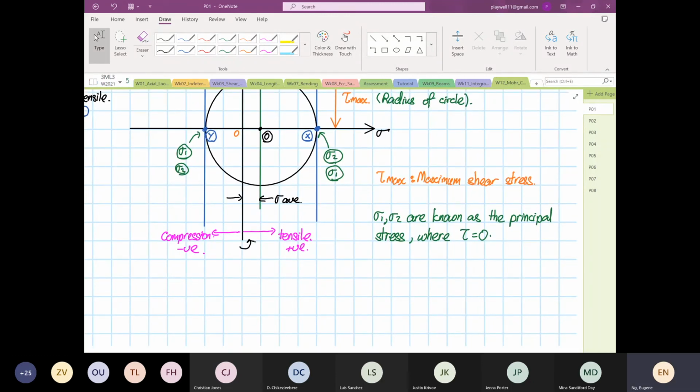So if you look at the formula for stress 1 and 2, it is equal to the center of the circle plus or minus the radius of the circle.